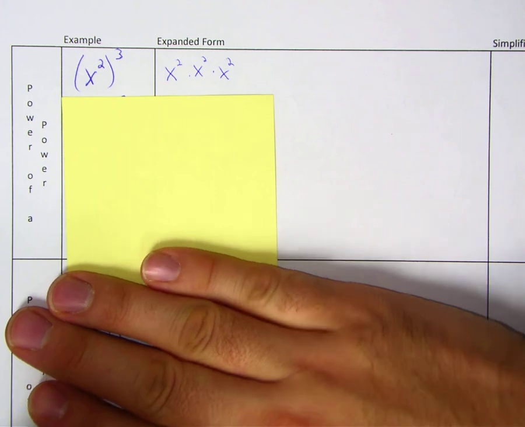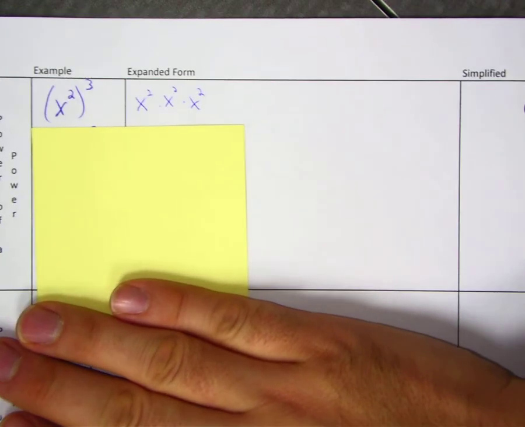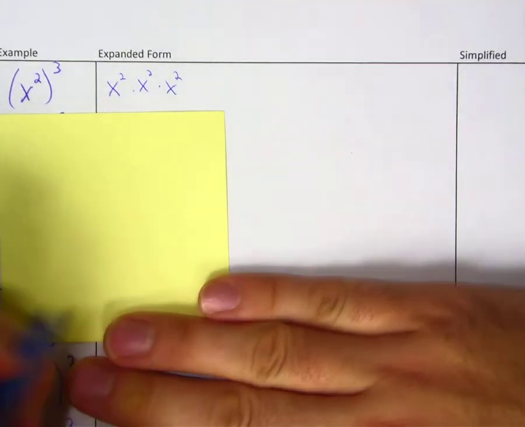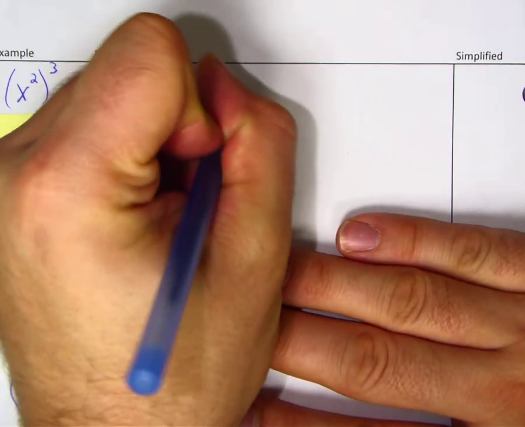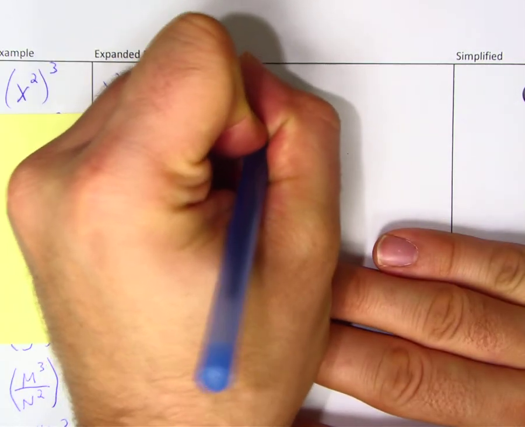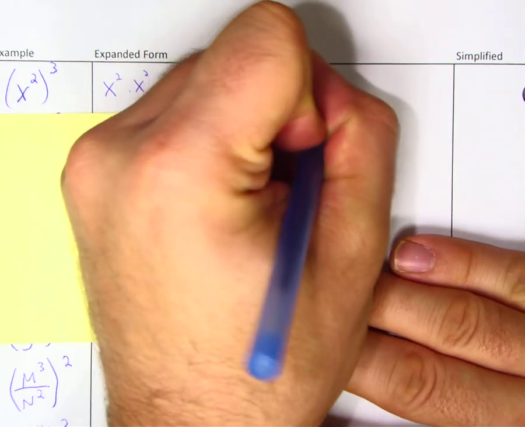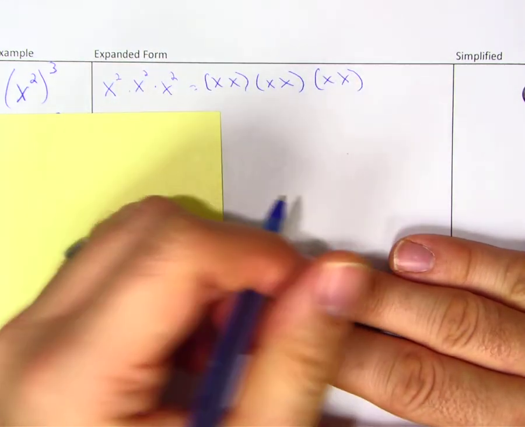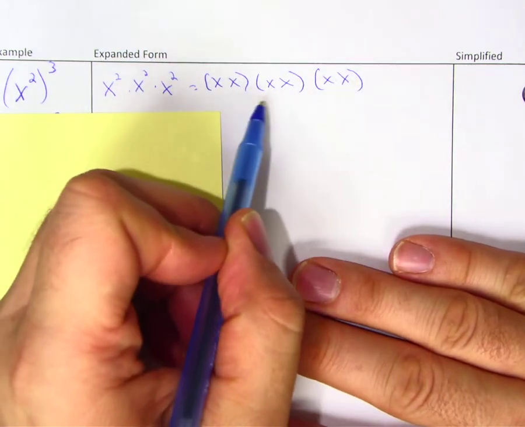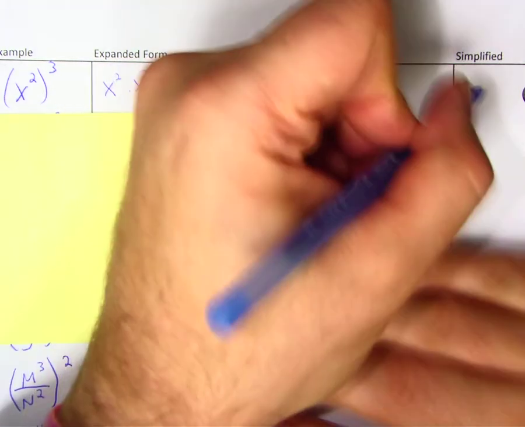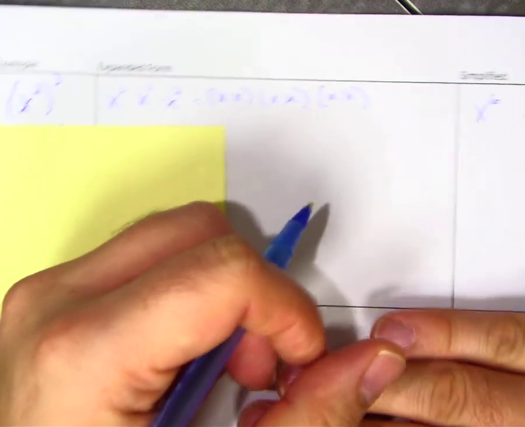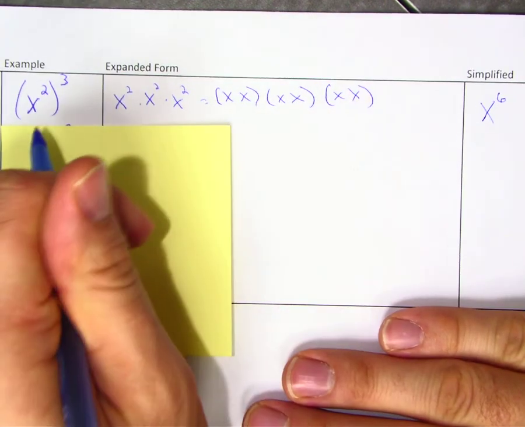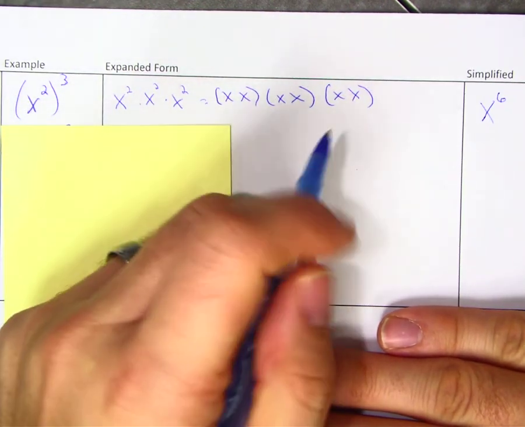Okay, and then I'm going to make that even a little bit simpler because I want to make that equal to this: x squared is 2 x's, the next one is 2 x's, and then the last one is 2 x's. So really what we're looking at here is how many x's? 1, 2, 3, 4, 5, 6 x's. So that is x to the 6th power. So x squared to the 3rd power is x to the 6th power.